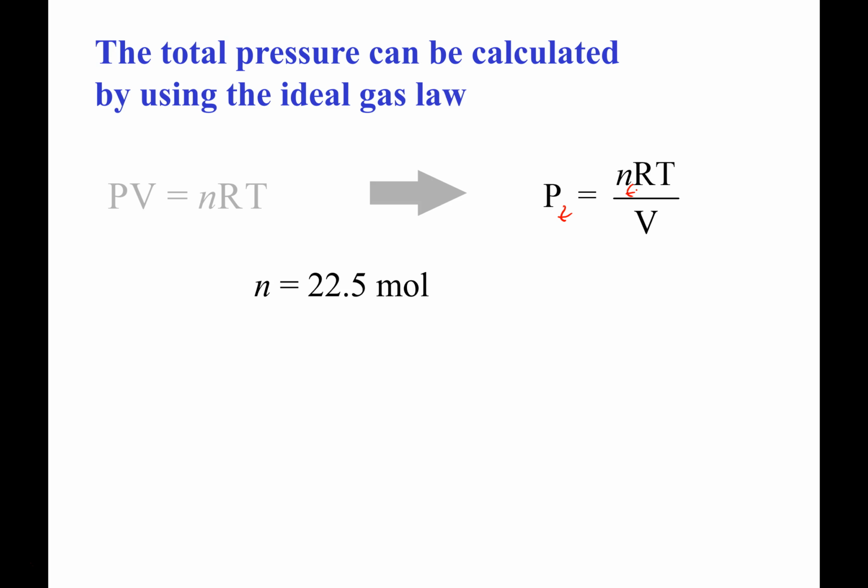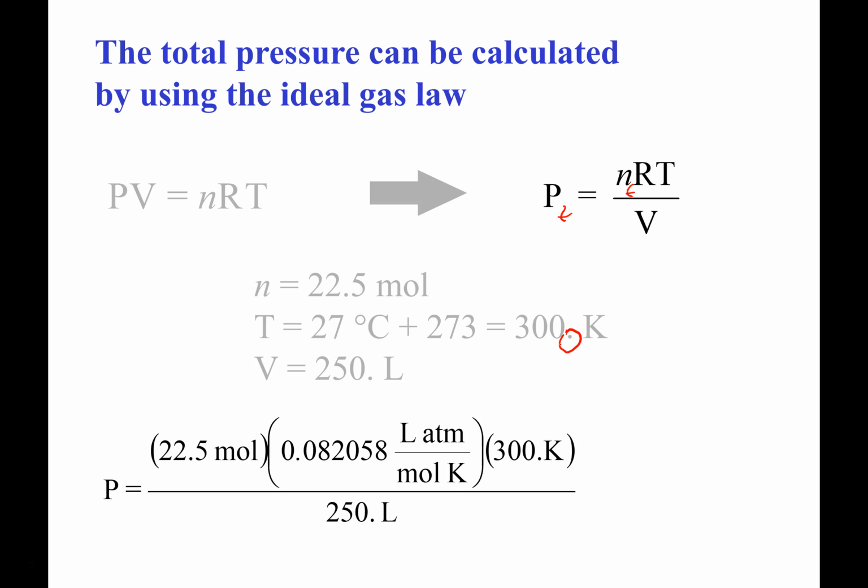So it looks like this. Total pressure is equal to, oops, sorry, we need to fix our temperature, didn't we? It was given in Celsius, so we take 27 degrees Celsius plus 273. That'll give you 300. Kelvin. It's important that you put that decimal there or it's going to mess you up rounding. Volume was good to go, 250 liters, like a lot.